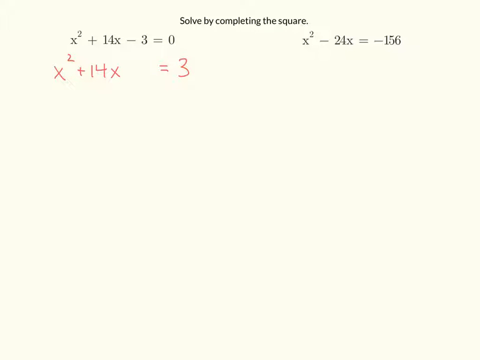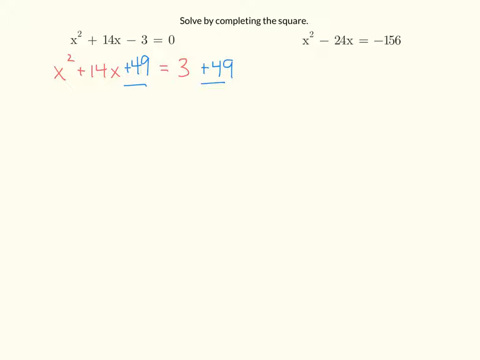There we go. Okay, now we have to determine what we are adding to both sides. Well, that's the value that will make our left-hand side a perfect square trinomial. And the way that we do that is we take half of our b term, so half of 14 is 7, and we square it. So 49 is the number that we add to both sides.